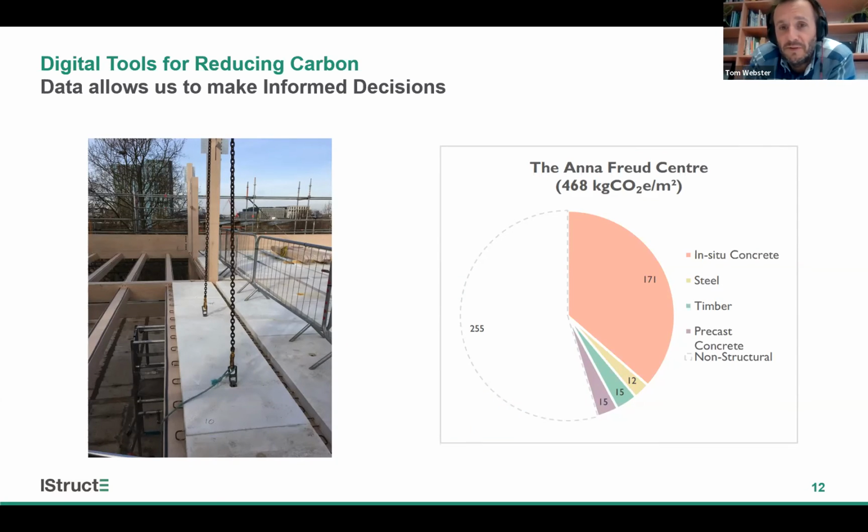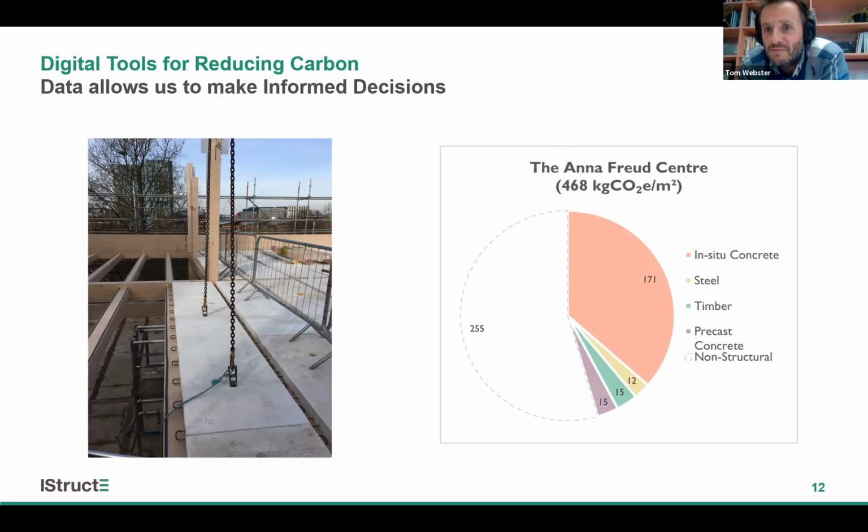So great job us, well done, pat ourselves on the back. When we look at our carbon calculator for the job, you will see that the precast elements and the timber frame elements make up 30 kilograms of CO2 per meter squared. And in my opinion, based on current technology, that is about as carbon neutral as you can get for a structure, and it's exceptionally low.